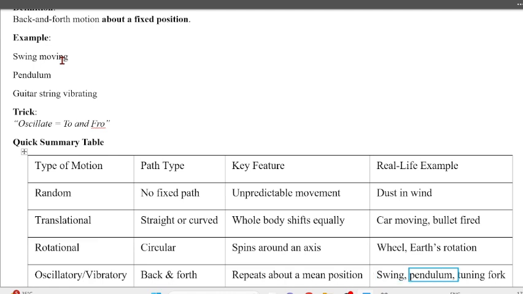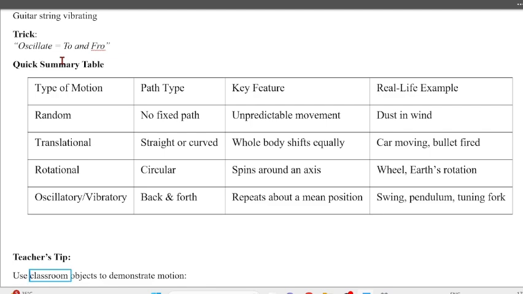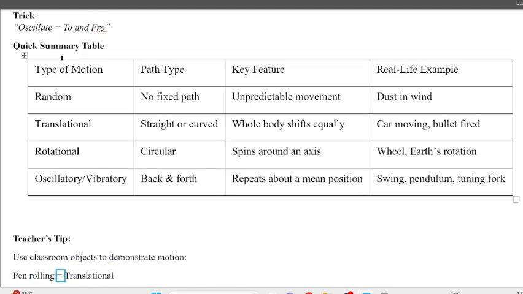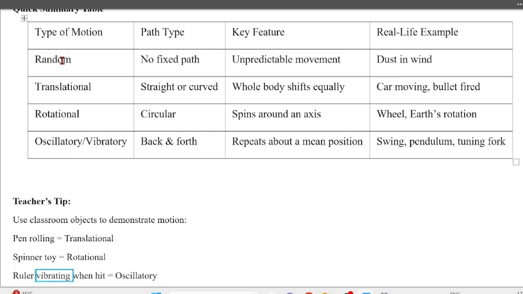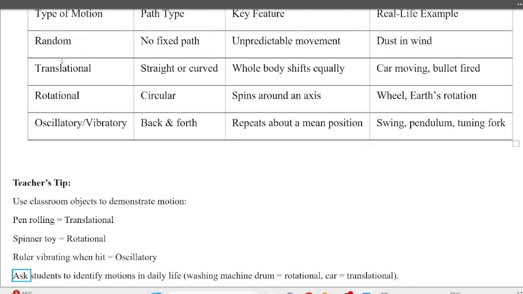Swing, pendulum, tuning fork. Teacher's tip: use classroom objects to demonstrate motion. Pen rolling is equal to translational. Spinner toy is equal to rotational. Ruler vibrating when hit is equal to oscillatory. Ask students to identify motions in daily life. Washing machine drum is equal to rotational. Car is equal to translational.